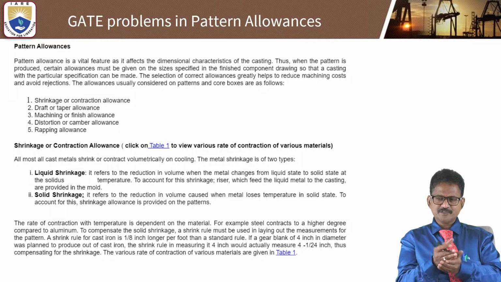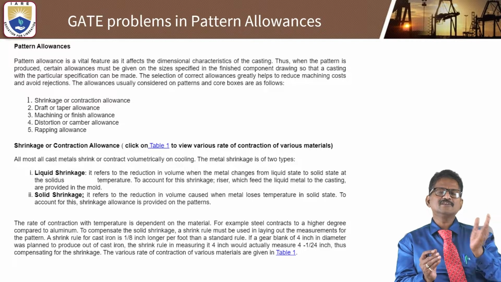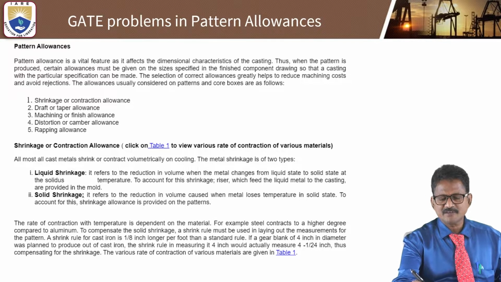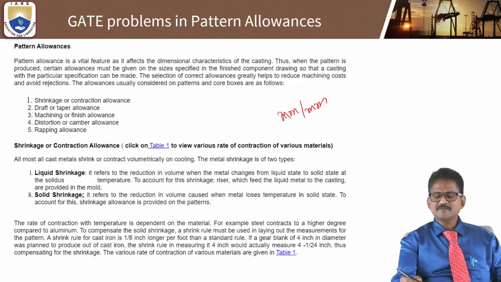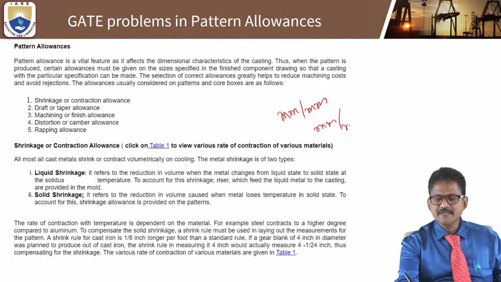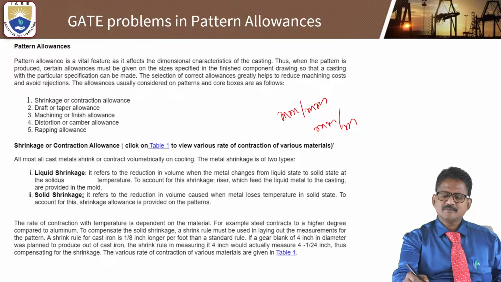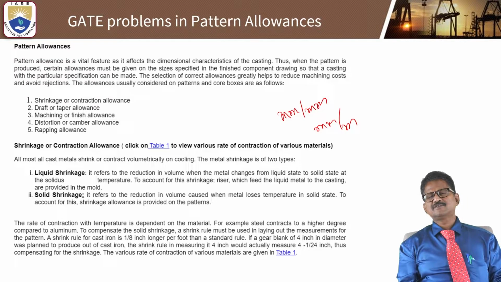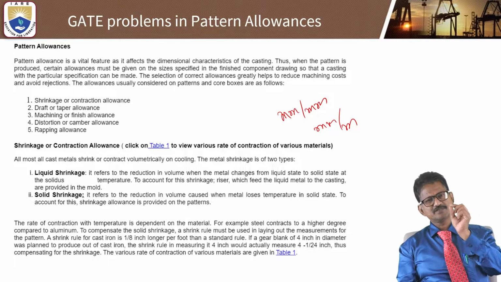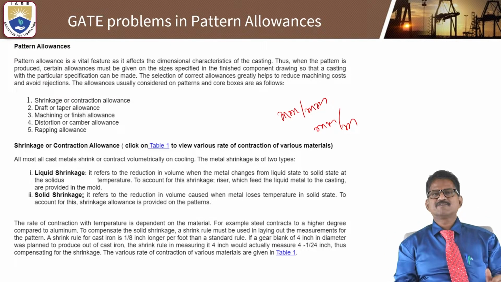All metals will shrink when you pour the metal. Shrinkage varies from material to material, and the shrinkage allowance is given in units of mm per mm, and sometimes mm per meter. So for mm per meter or mm per mm, we can multiply by 1000, and a contraction of 0.001 size will take place.